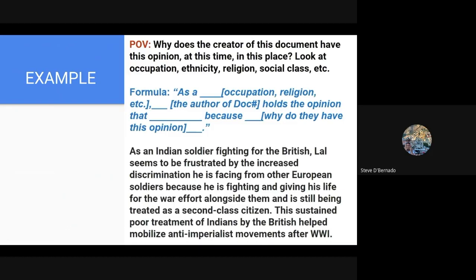Well, the reason for this is because as an Indian soldier fighting for the British, Lal seems to be frustrated by the increased discrimination he's facing from other European soldiers, because he's fighting and giving his life for the war effort alongside them and is still being treated as a second-class citizen. This sustained poor treatment of Indians by the British helped mobilize anti-imperialistic movements after World War I. So it's completely understandable why Lal would make these statements.